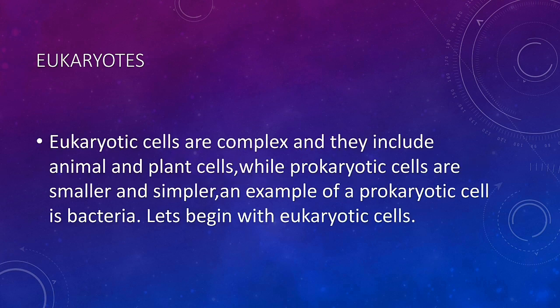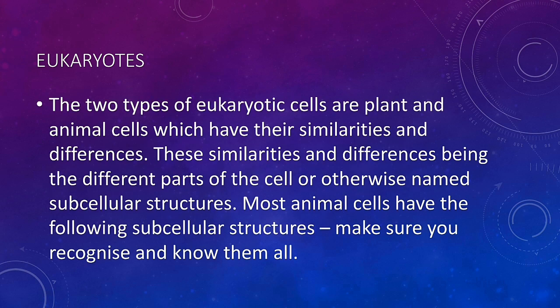Let's begin with eukaryotes. Eukaryotic cells are complex and they include animal and plant cells, while prokaryotic cells are smaller and simpler. An example of a prokaryotic cell is bacteria. Let's begin with eukaryotic cells. The two types of eukaryotic cells are plant and animal cells, which have their similarities and differences. These similarities and differences being the different parts of the cell, or otherwise named subcellular structures.